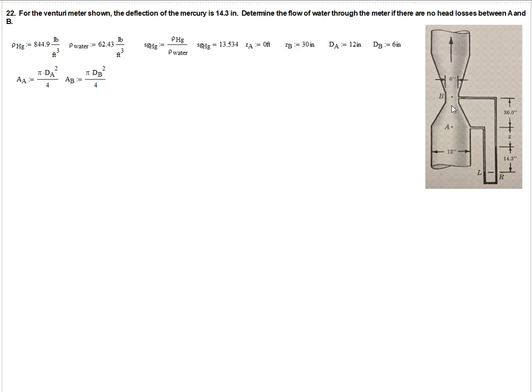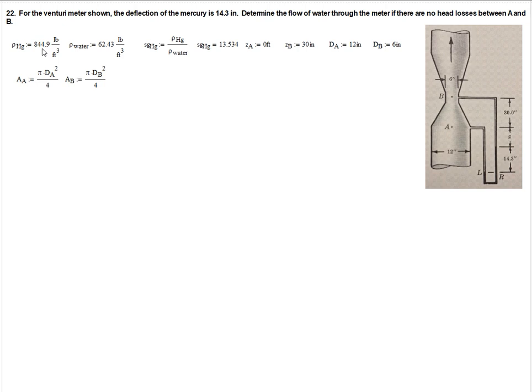And so we're assuming, and we'll talk about this later, that frictional losses between point A and B are negligible. And so once we know the pressure drop, we should be able to apply Bernoulli's equation and calculate the volumetric flow rate. So what I've done here is assembled some information.